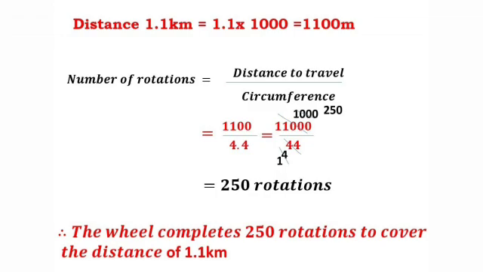Now this 4.4, you remove the decimal point by multiplying it with 10, and that 10 is going to be multiplied with 1100 because that 10 is going to go in your numerator. So 1100 into 10 is equal to 11,000 upon 44. So after cancellation, you will get 250, and now this 250 is what? The rotation. So the wheel completes 250 rotations to cover the distance of 1.1 kilometer.